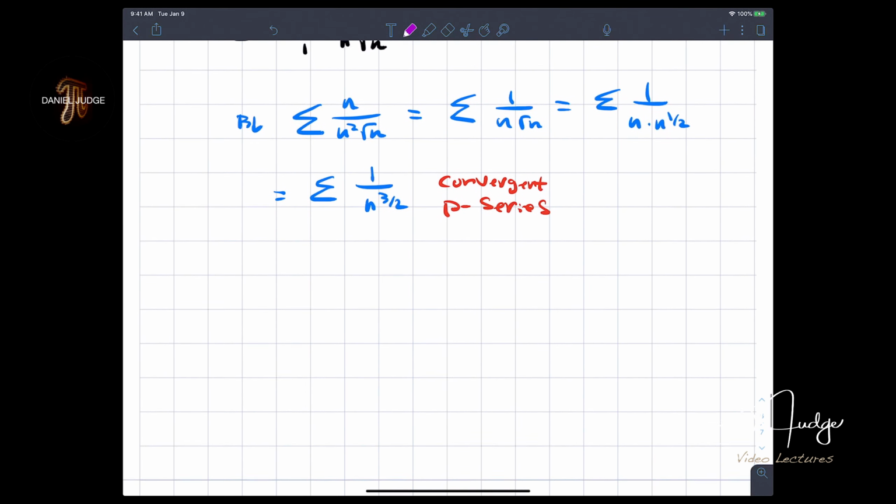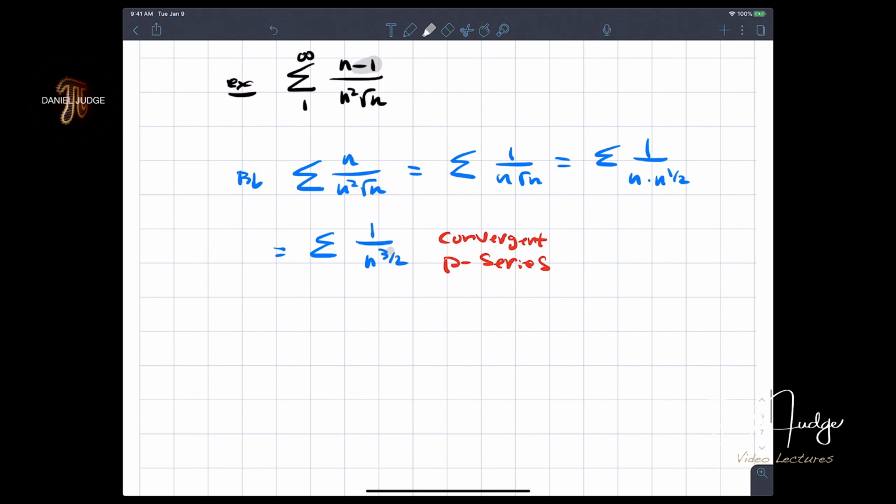This one here, though, take a look. If p is 3 halves, remember what we saw yesterday, right? p is bigger than 1. When p is bigger than 1, we have a convergent p series.